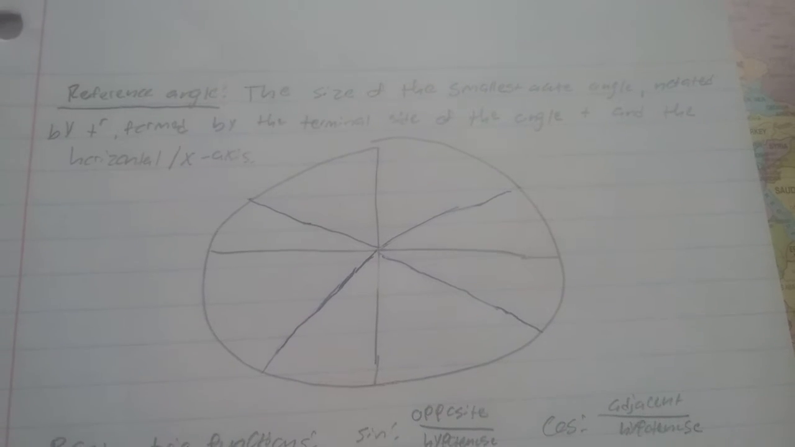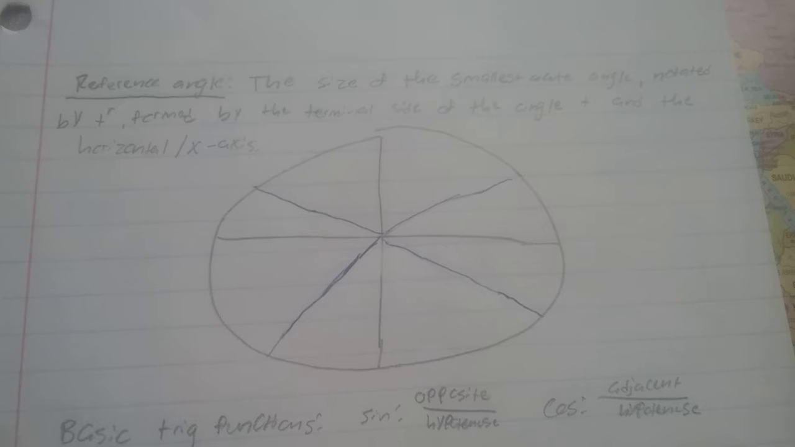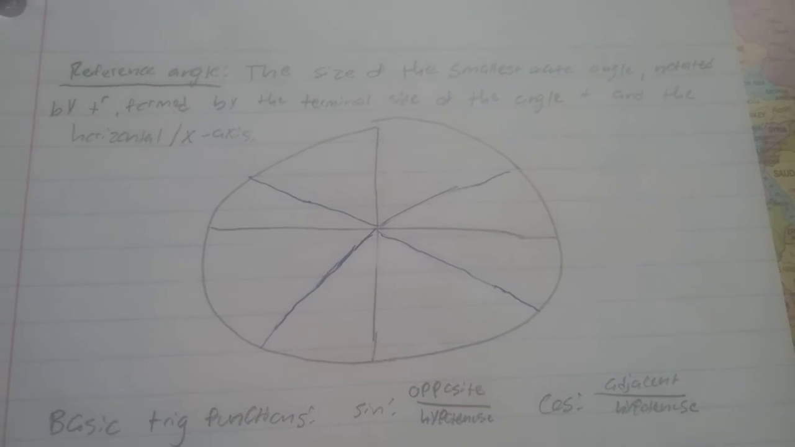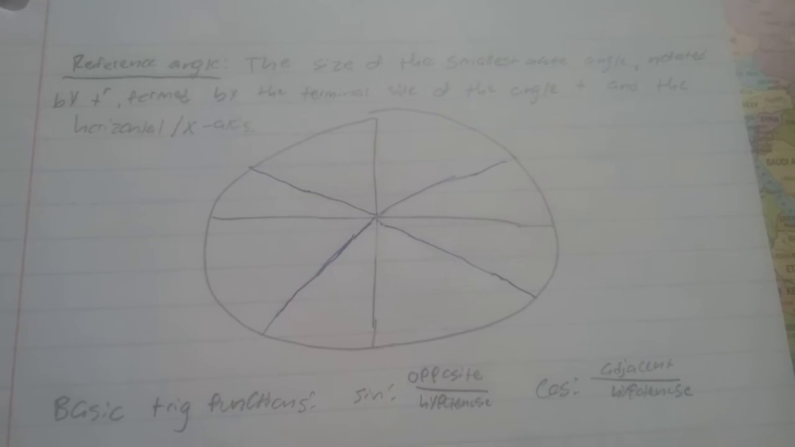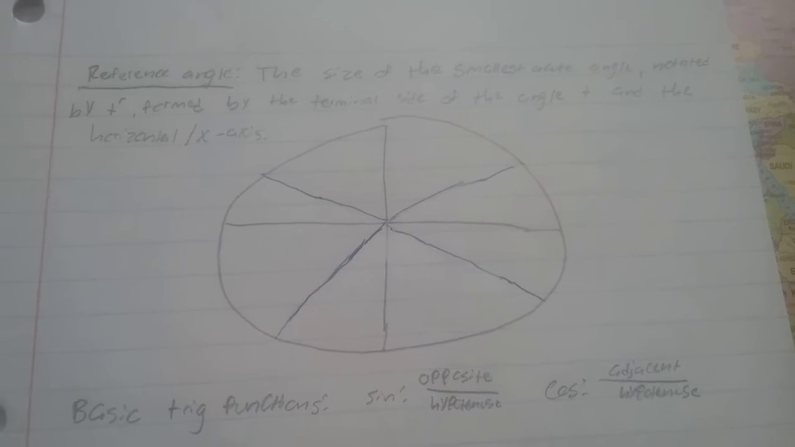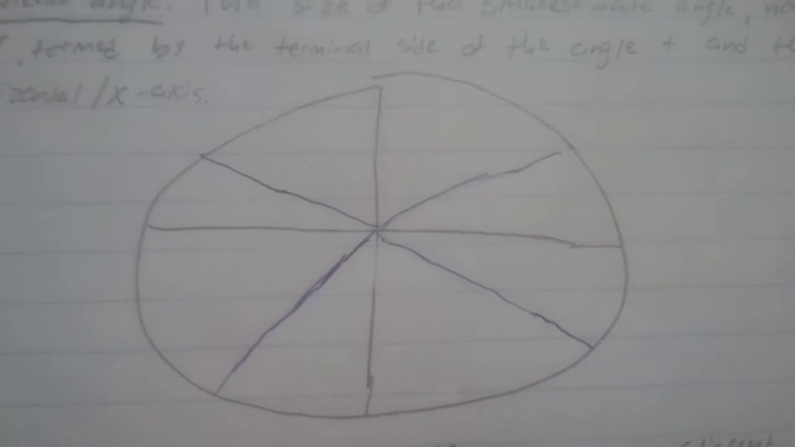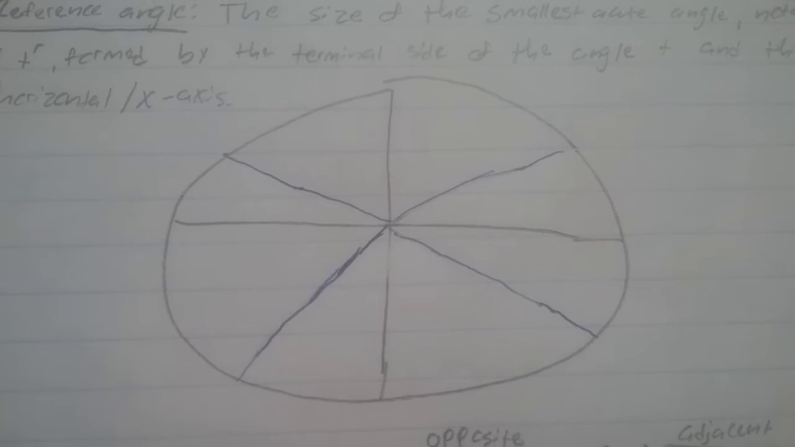This video will explain how to find the coordinates of a point on the unit circle, given the angle. Remember that a reference angle is the size of the smallest acute angle, notated by t to the r, formed by the terminal side of the angle t and the horizontal or x-axis. Also remember the unit circle, shown here. The blue lines coming off of it show different angles on the unit circle.